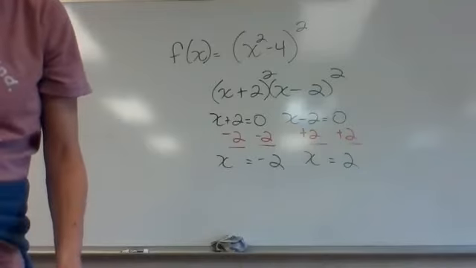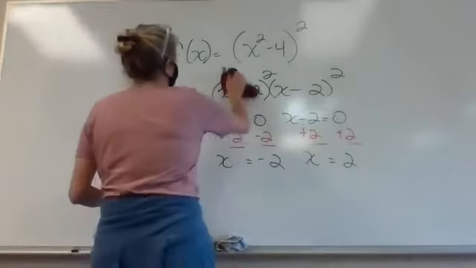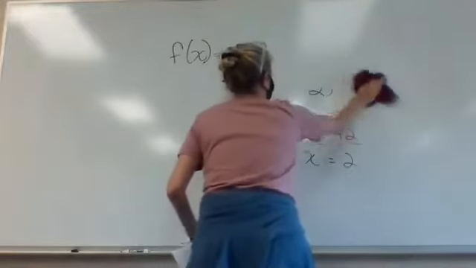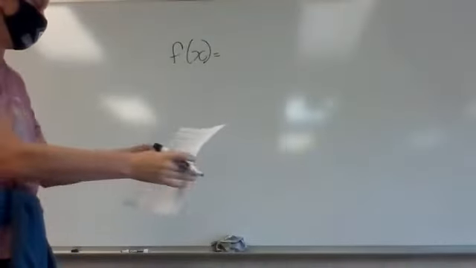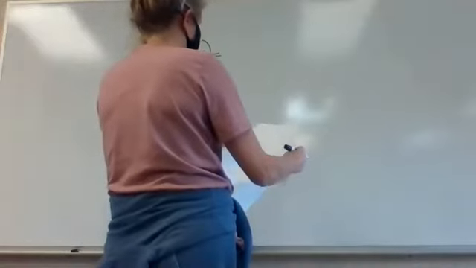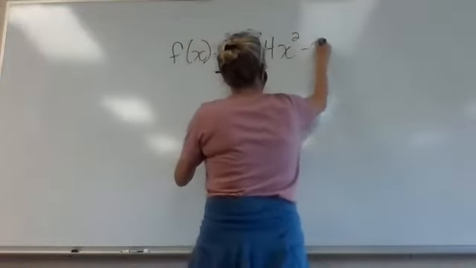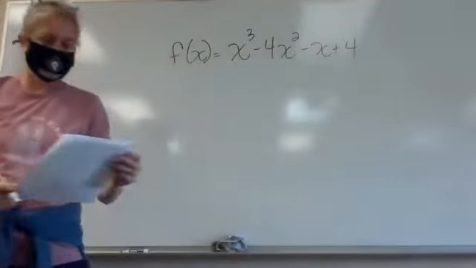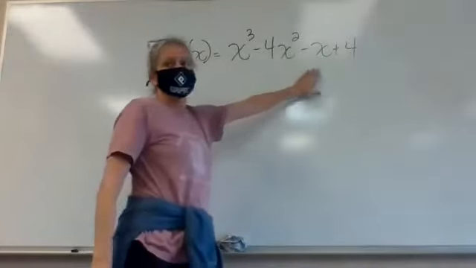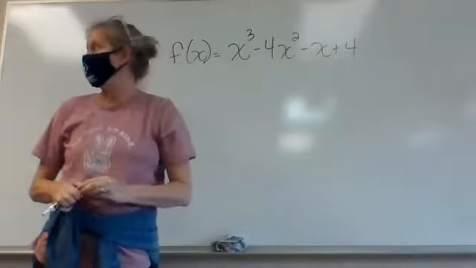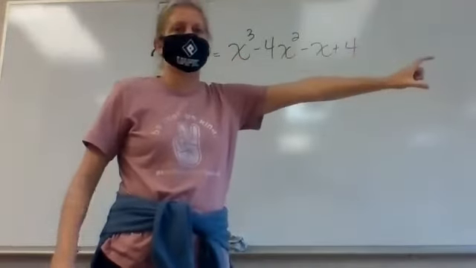All right, number 10. f of x equals x to the third minus 4x squared minus x plus 4. And it wants us to do the same thing, find the zeros and their multiplicity. Unfortunately, this one is not factored at all, right? I don't see any factors. I see the polynomial all the way multiplied out.